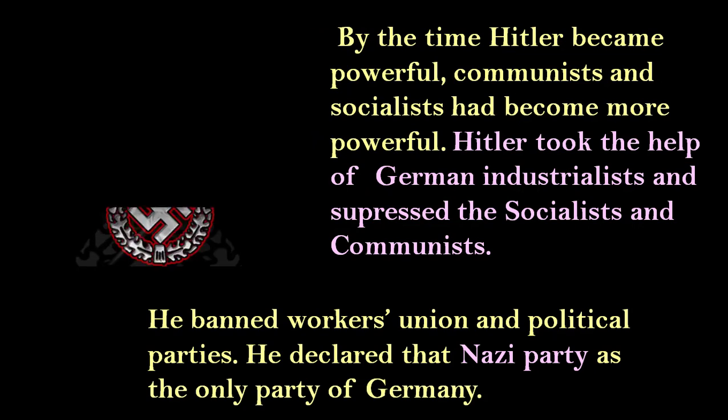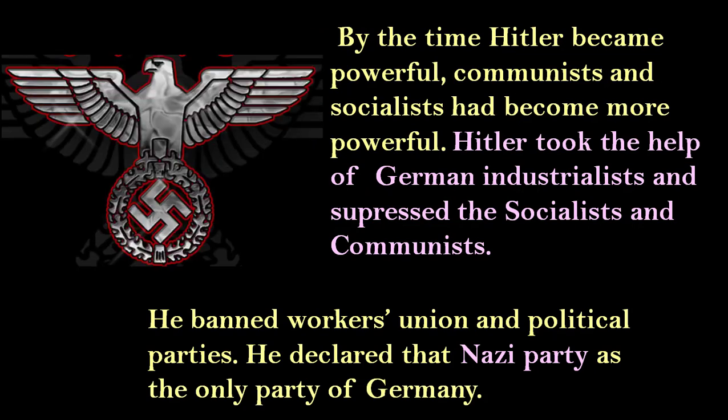By the time Hitler became powerful, communists and socialists had become more powerful. Hitler took the help of German industrialists and suppressed the socialists and communists. He banned workers' unions and political parties. He declared the Nazi party as the only party of Germany. So these are some of the restrictions imposed by Hitler when he came to power.